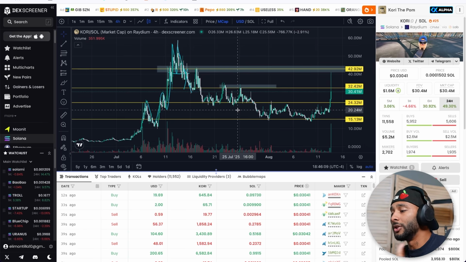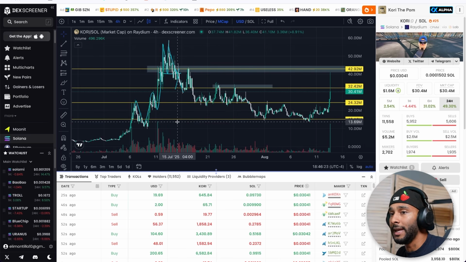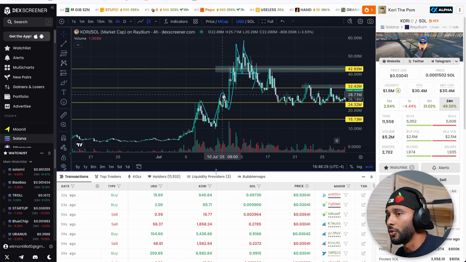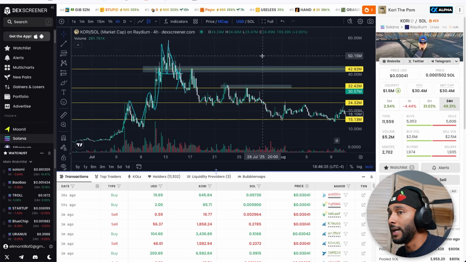What I found is the golden pocket in memes is 61 to 70, the 78 level. The 78 level is my favorite because memes are so volatile that it usually goes all the way down to 78, from what I've seen. Unless it's a moment of super high momentum, like this was a short little retrace. But for the most part, from swing low to swing high, you're going to see that.